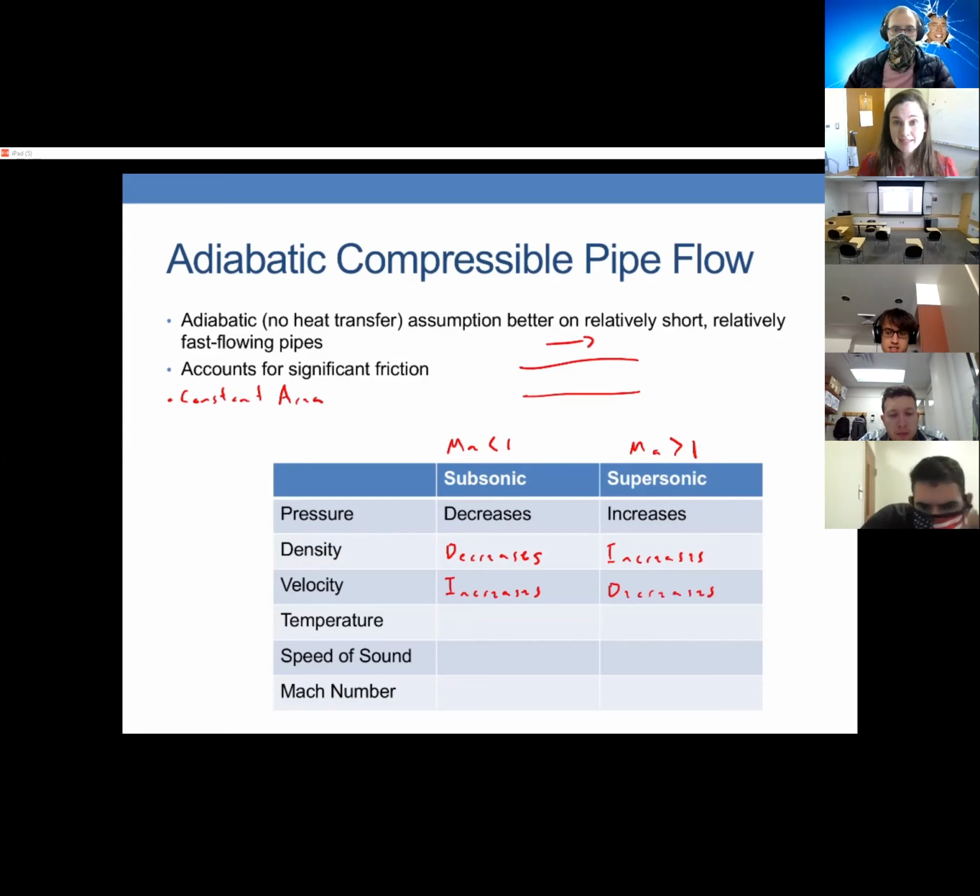And so you can see that these should both, whether you start out subsonic or start out supersonic, if you go long enough, you'll get to Mach 1. Because when it's slower than the speed of sound, it'll start speeding up. And when it's faster than the speed of sound, it will start slowing down until it reaches Mach 1 and it's choked.